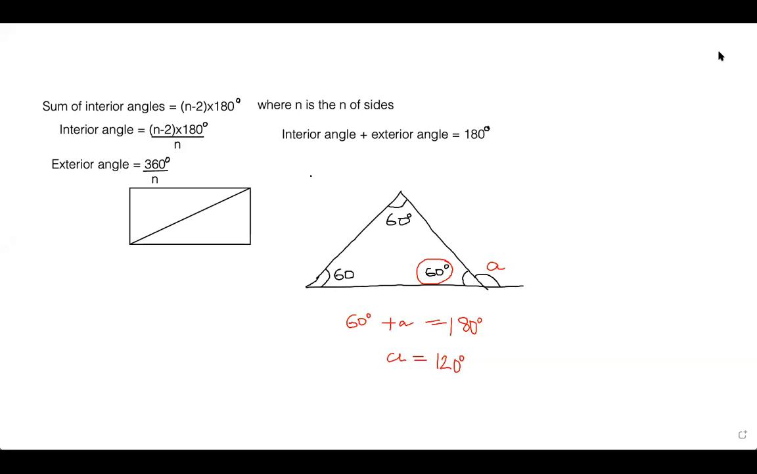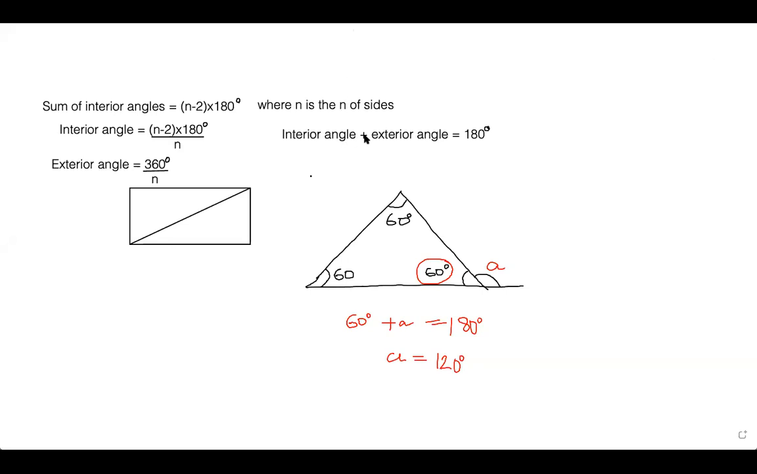Does that answer your question? Yes. Okay, thank you. Then someone was asking where we apply the 180 degrees. That one comes in when you've used the formula of first obtaining the exterior angle.